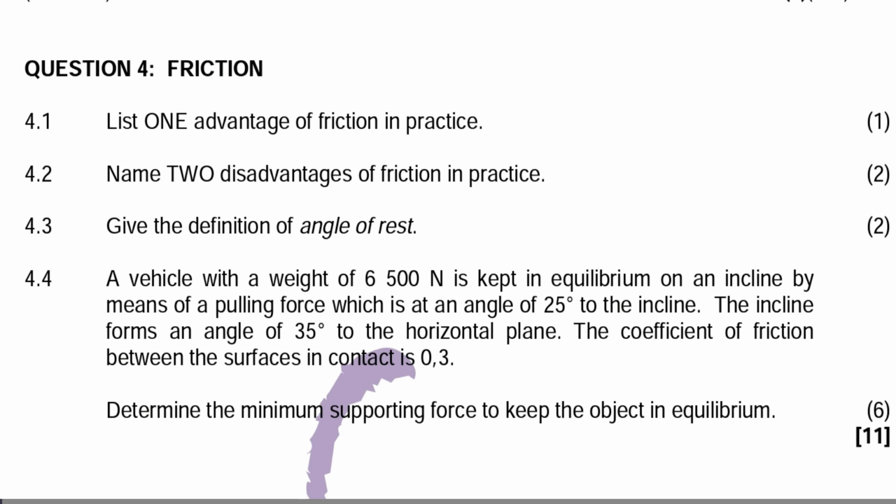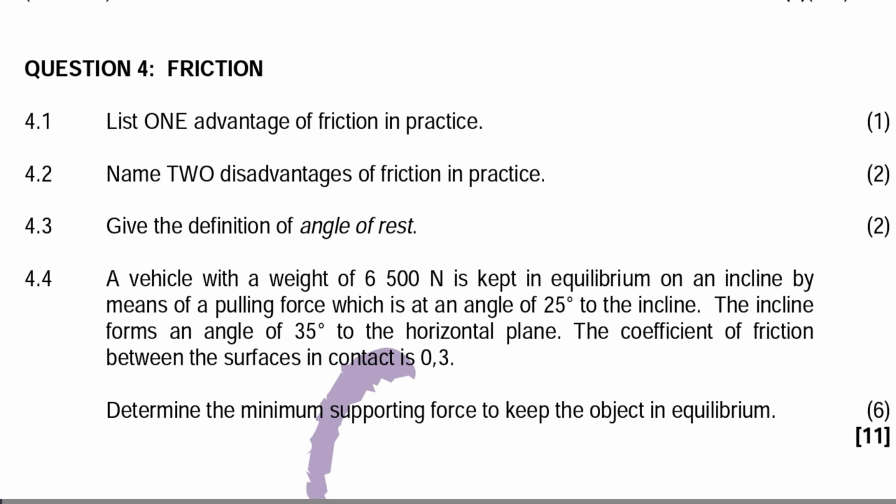They say, give the definition of angle of rest. Angle of rest is the biggest angle that may be reached between an inclined plane and a horizontal plane before the body starts moving freely down the inclined plane. That is the definition of angle of rest. And then we are going to move on to 4.4, which is the last question.